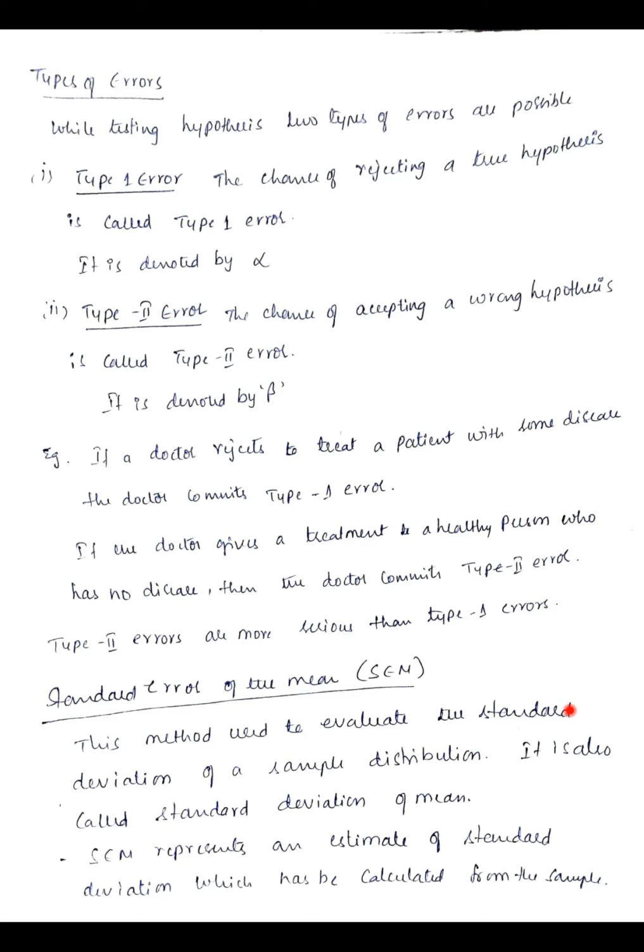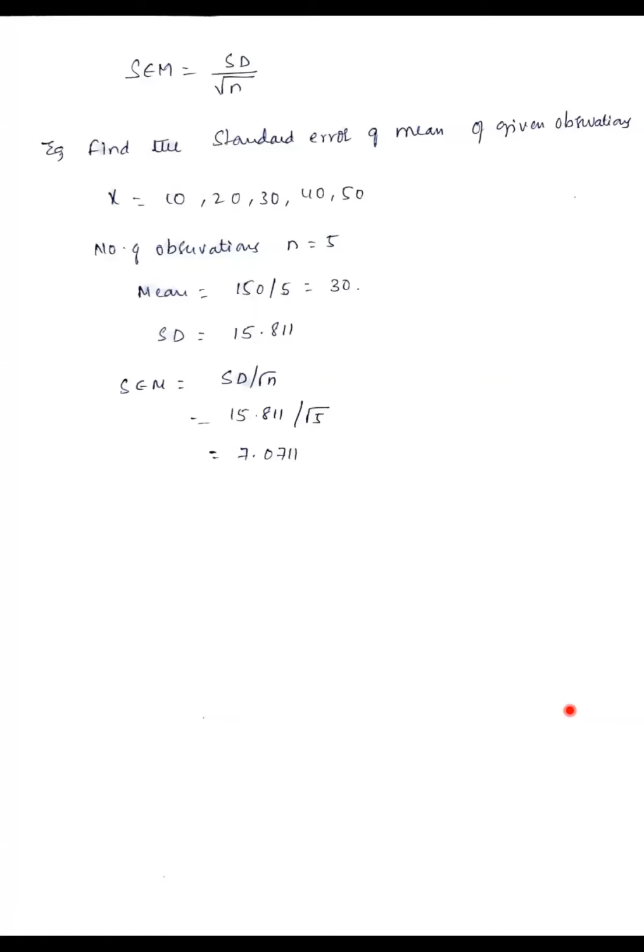Okay, finally, we'll see the standard error of mean. We also call it SEM. This method is used to evaluate the standard deviation of a sample distribution. It is also called the standard deviation of the mean, simply represented as SEM. It represents an estimate of the standard deviation which has to be calculated from the samples. Here SEM is equal to standard deviation divided by root n.